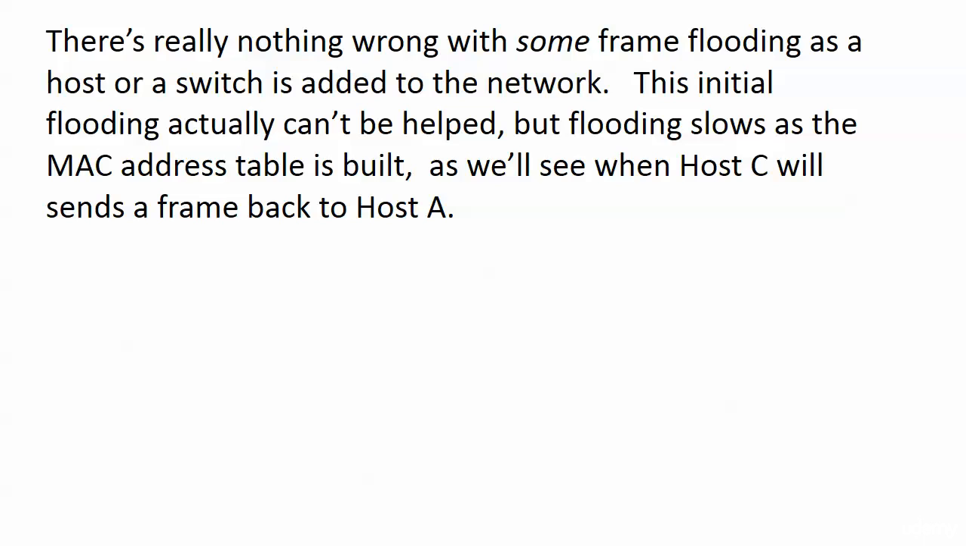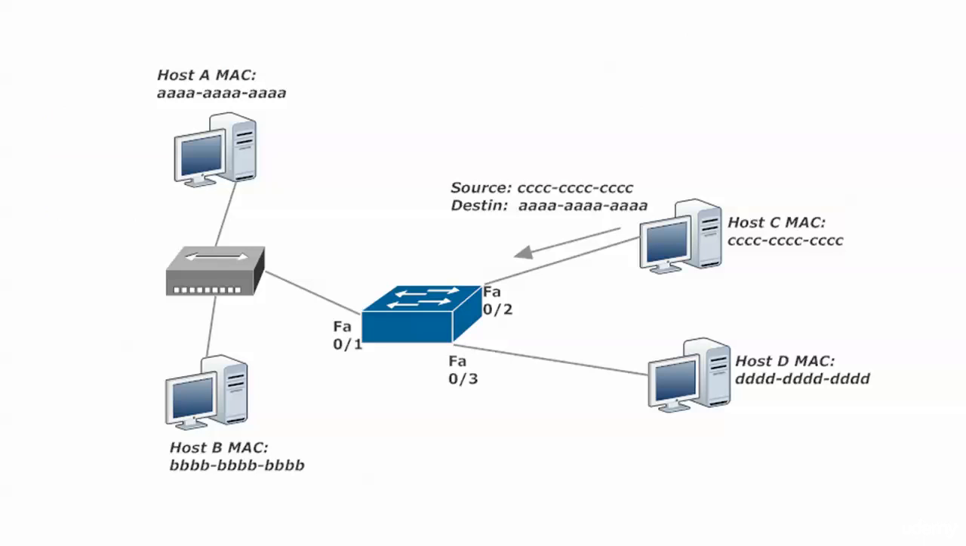Let's see what happens when C now sends a frame back to A, as the switch has begun to build its MAC address table. This time the frame has a source address of all C's and a destination of all A's, and at this point, when that frame comes into port 2, what will the switch do? It has to ask itself a question. What's the question, and which of the two addresses does it concern?